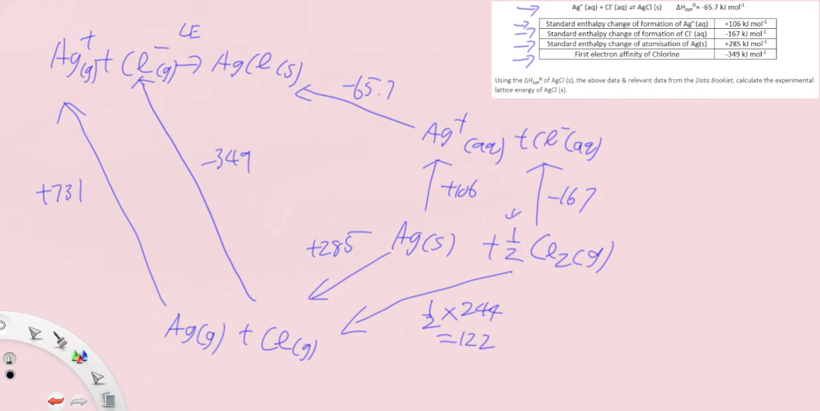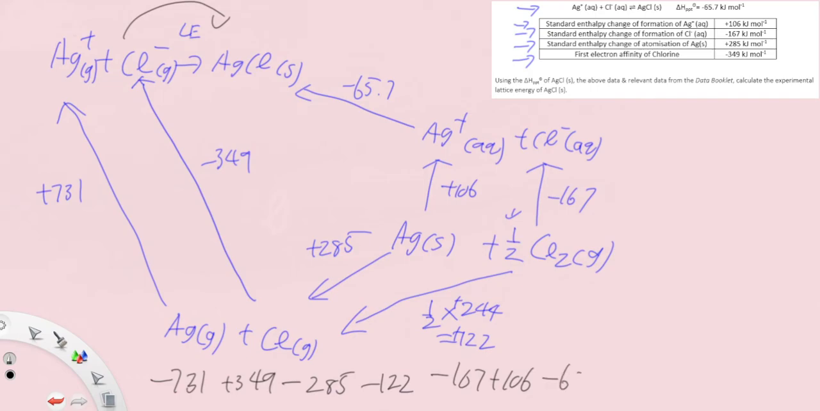Since you're going from here to here, you just go downwards, this way, up, and that way. Going downwards means we need to take the minus of these two values, and then all the remaining values we just add as they are. So we're minus 731, plus 349, minus 285. For the positive sign down here, we just add them. It's important to have the positive sign. Now we have minus 122, minus 285. Now we just add the remaining as they are: minus 167 plus 106 minus 65.7.